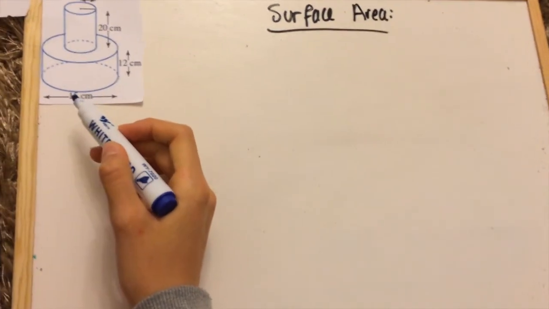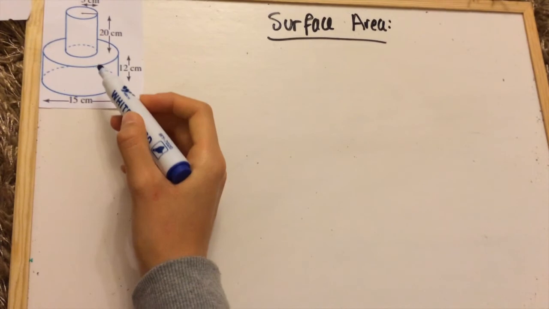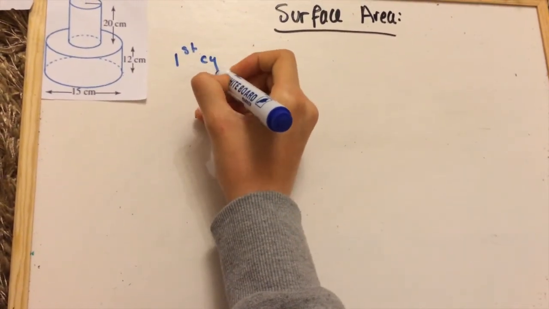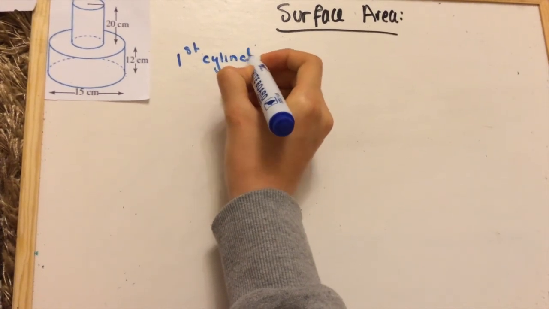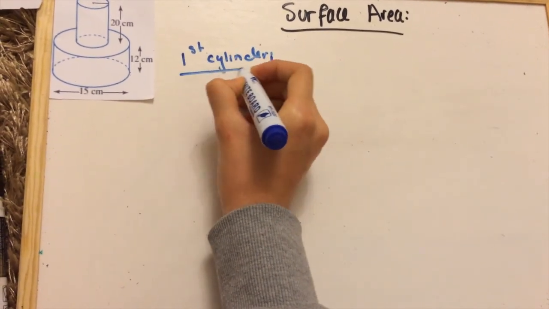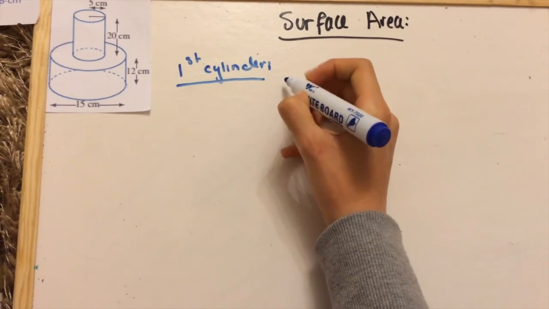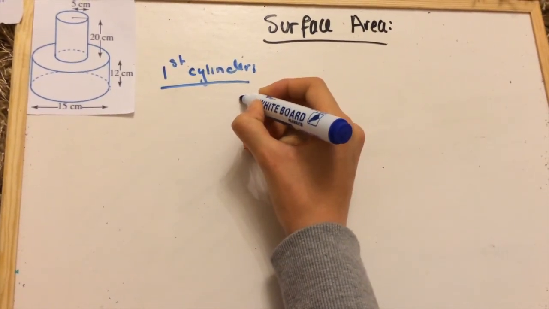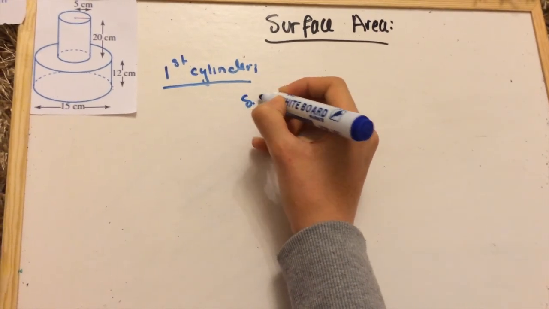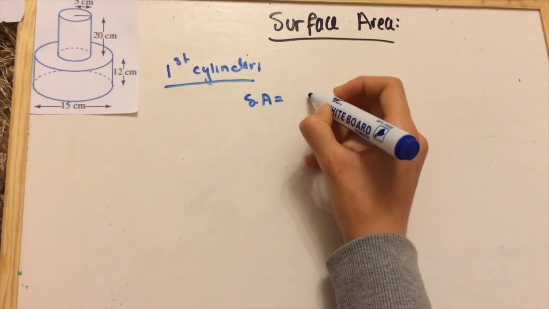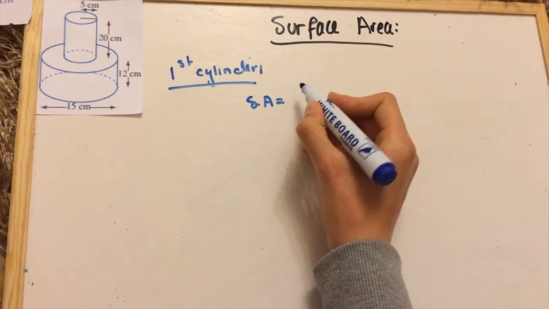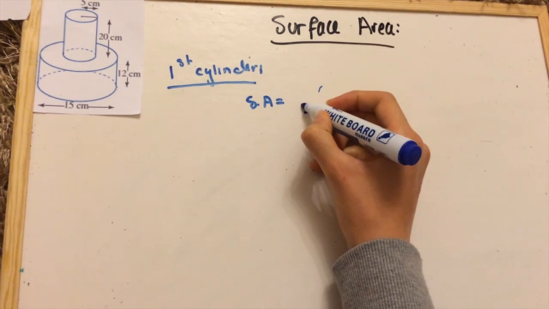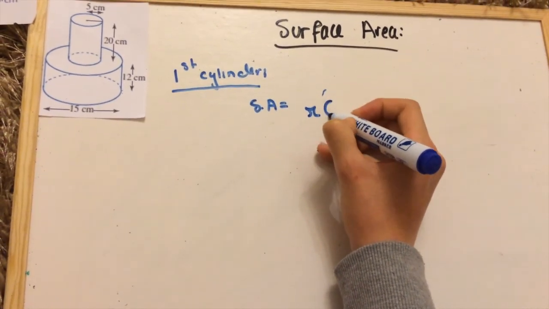So this is the easy figure. This figure is composed of 2 cylinders, as you can see. We're going to start by calculating the area of the first cylinder first. Now we're not going to calculate the area of the bottom circle because it's inside, so it's not technically part of the surface area. So we're going to use the formula to find surface area of a cylinder, which usually is 2 pi r squared, but because we're only calculating 1 base, it's pi r squared.